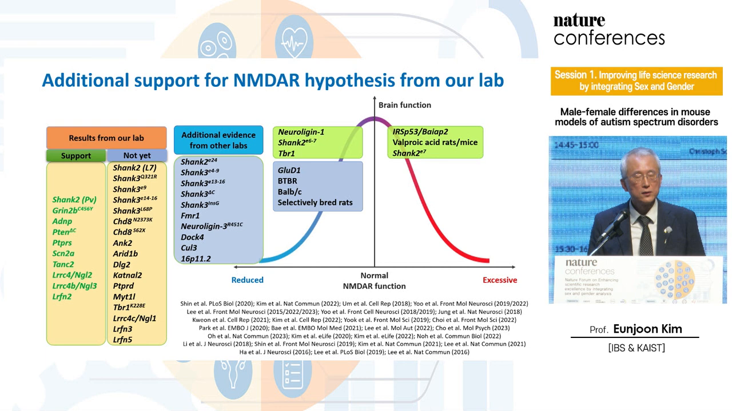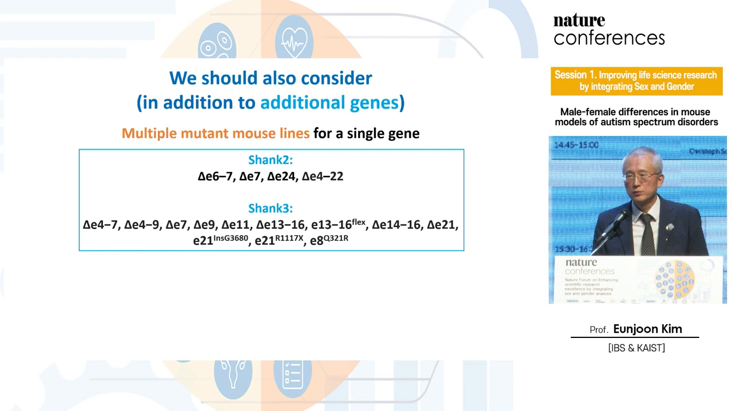So my own lab has also generated and characterized many mouse lines, and the ones shown on the left-hand side in green seem to support the NMDA receptor dysfunction hypothesis. However, the mouse lines on the second line seem not to support the NMDA receptor dysfunction hypothesis yet. The reason why I'm saying not yet is because the picture that we encountered was actually very different from the picture that we originally imagined.